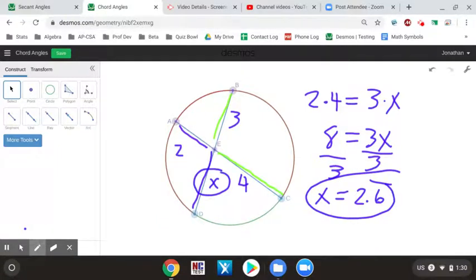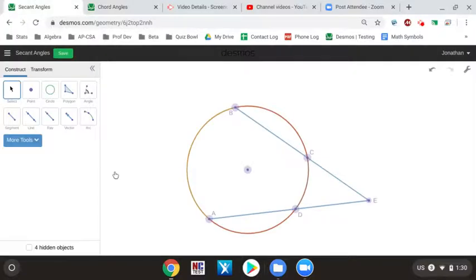Now it does make sense that just looking at the diagram, you can tell that that is in the neighborhood of 2 or 3. It's not quite as long as the 4. So if your diagram is drawn to scale, once again, use common sense as you set these up. But that's actually one of the easier problems if you're setting it up with multiplication. Let's go ahead and look at one more thing on the secant angles, though.